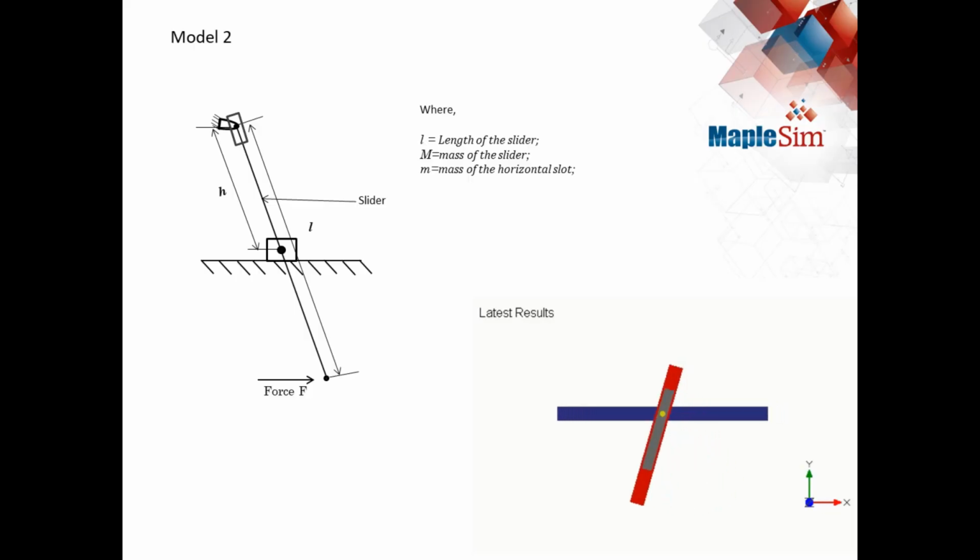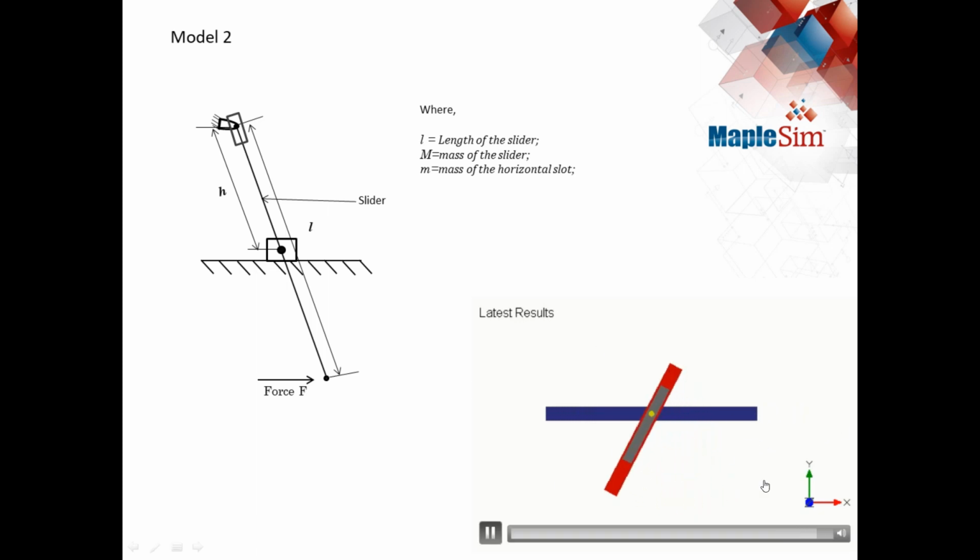So this is a model or a mechanism that converts reciprocating motion to rectilinear motion and vice versa. So this is the simulation recorded video of the MapleSim model that I've put in here, and this is also the schematic or the layout of the system.